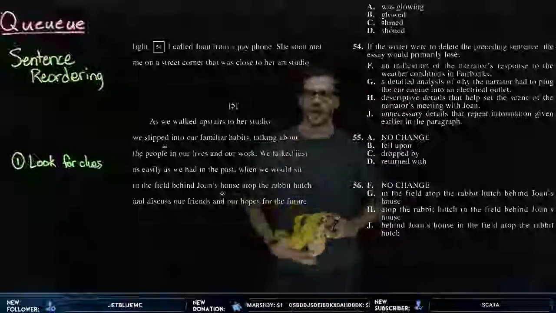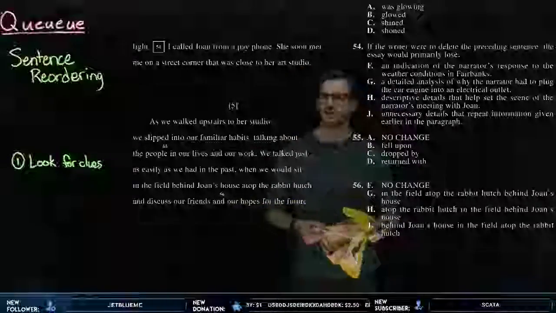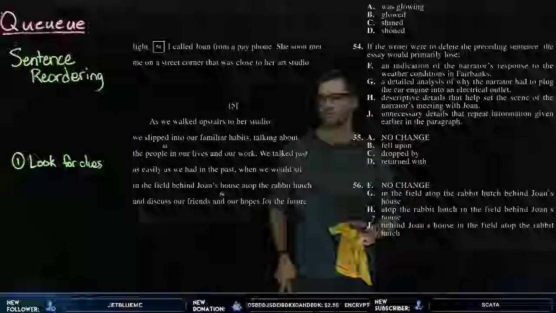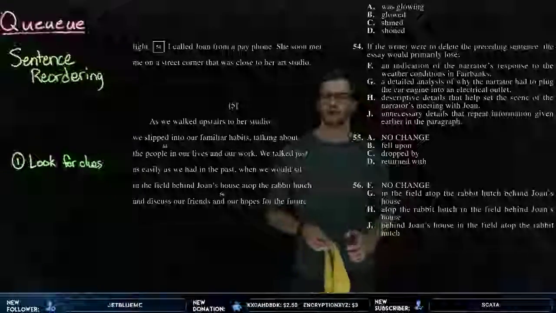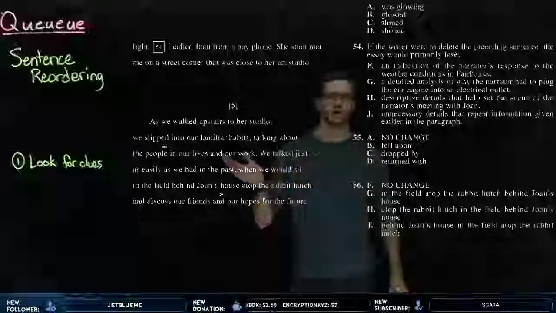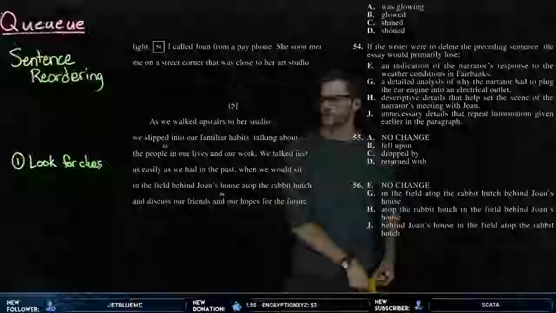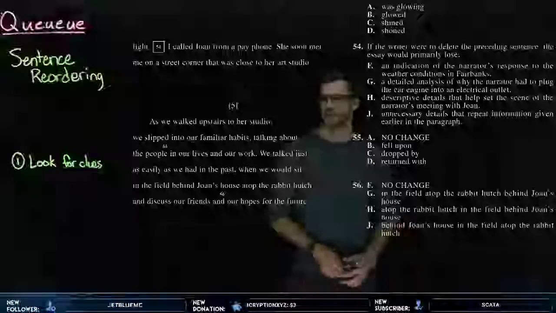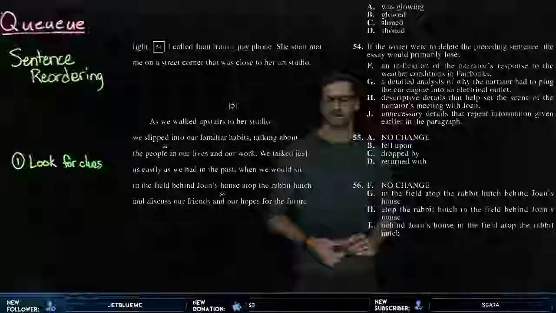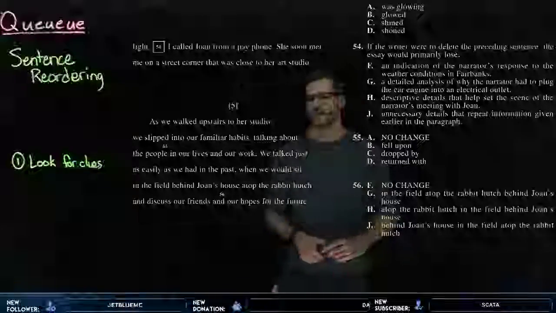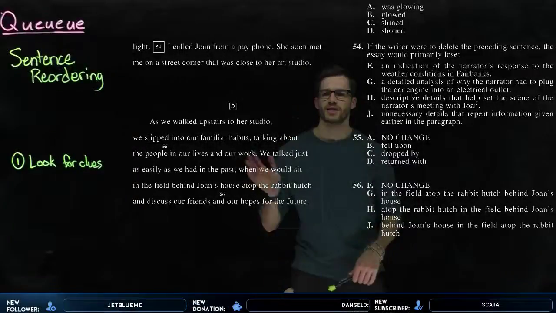End of paragraph four. We have, I called Joan from my payphone. She met me on a street corner that was close to her art studio. Okay, so they're not kids at this point. Kids do not own art studios unless they're one of those kids where the dad paints for them and then says it's the kid and they make lots of money. Anyway. So I don't like that because they're already adults, so that's no good.